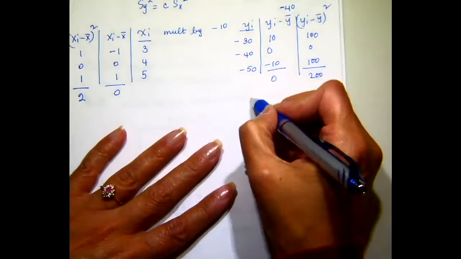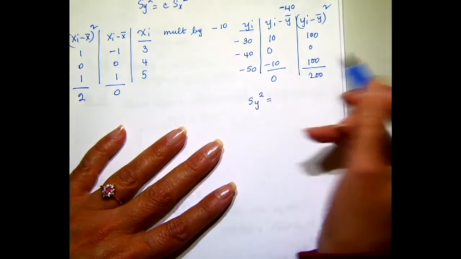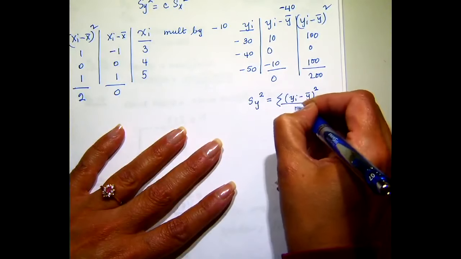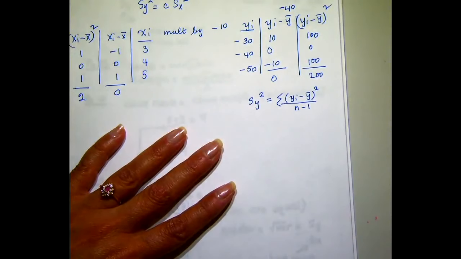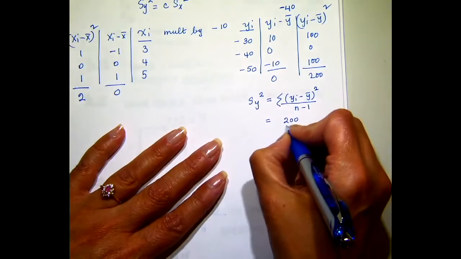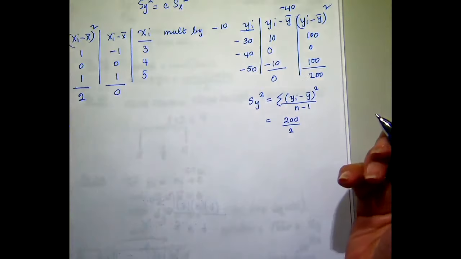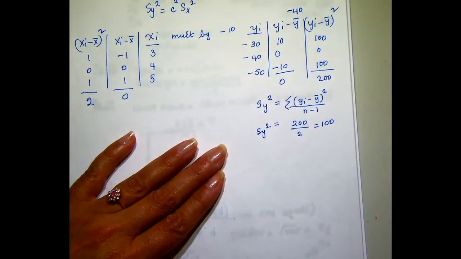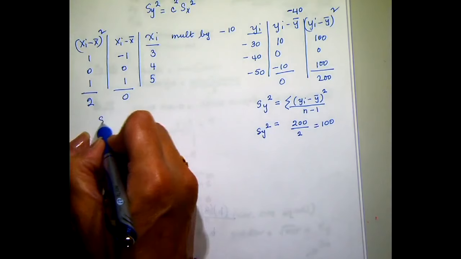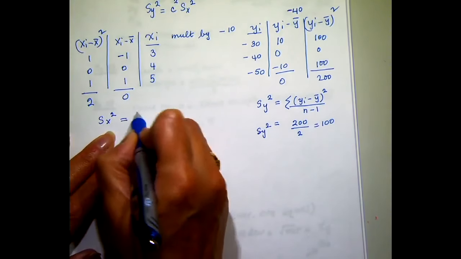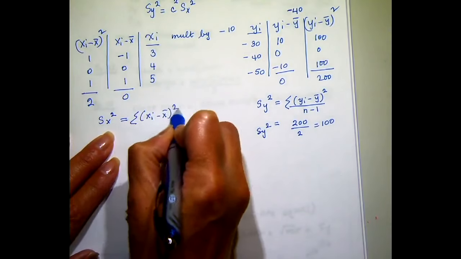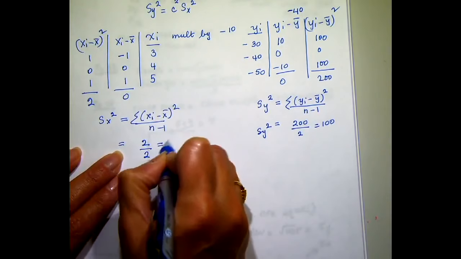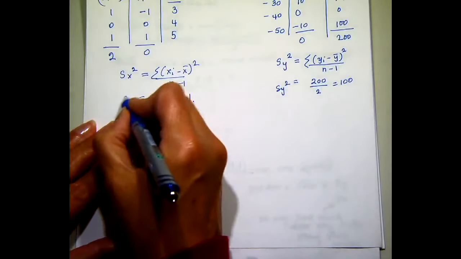So the formula here would be s_y squared is equal to summation of y_i minus y bar squared over n minus 1. That's the formula for variance. So this would be 200 over n minus 1, which is 2. So I get 100, which is the variance for this one. Let me do it for this also. So s_x squared is equal to summation of x_i minus x bar squared over n minus 1. So this would be 2 over 2, which is 1. So s_x squared is 1.